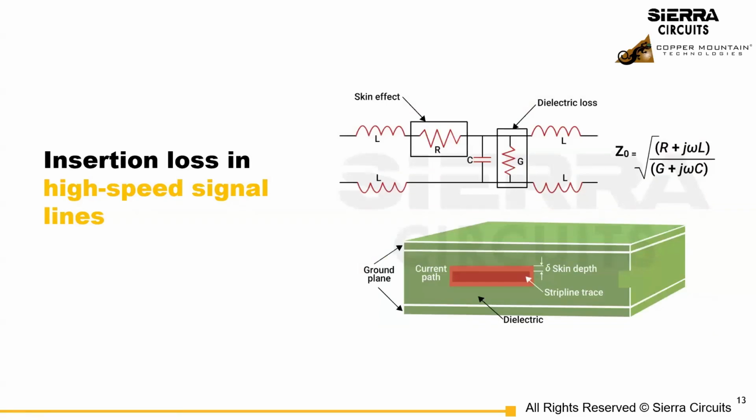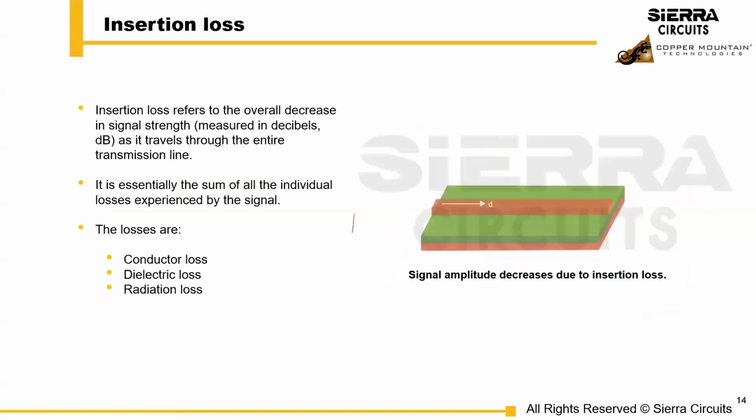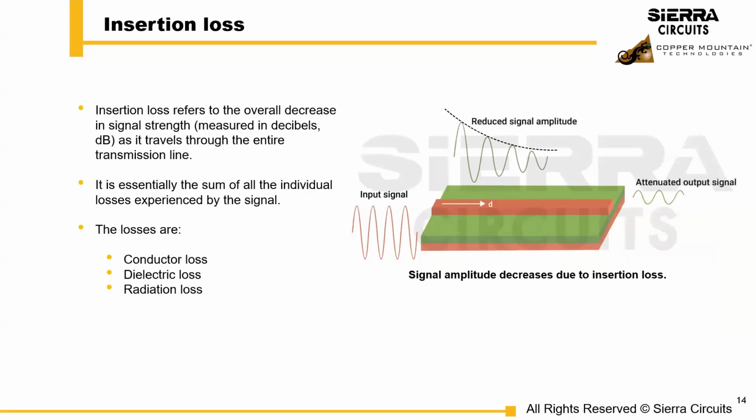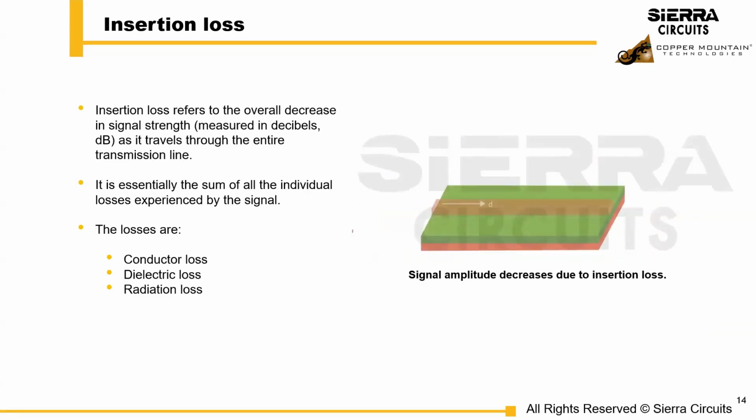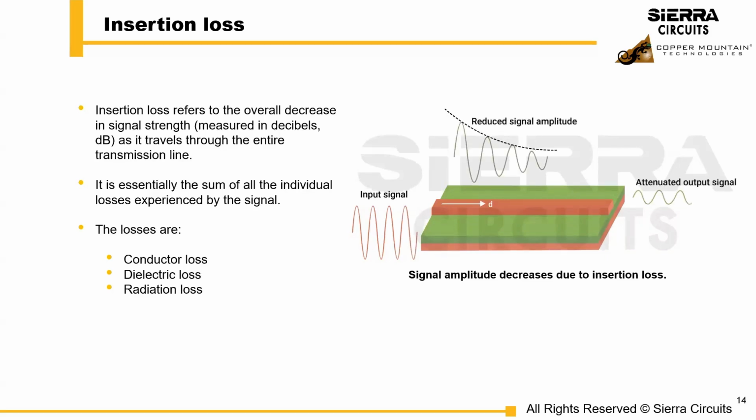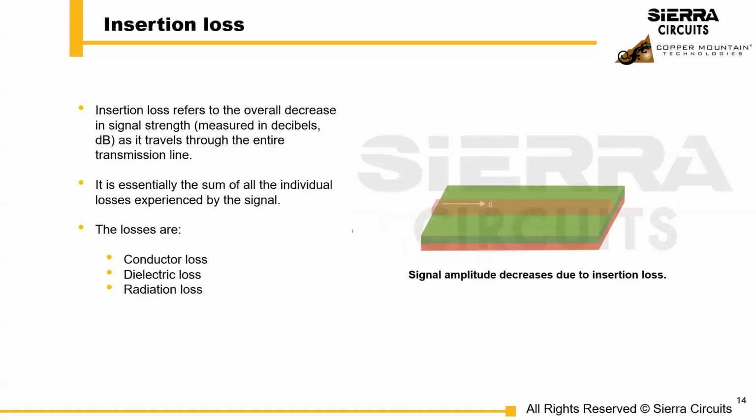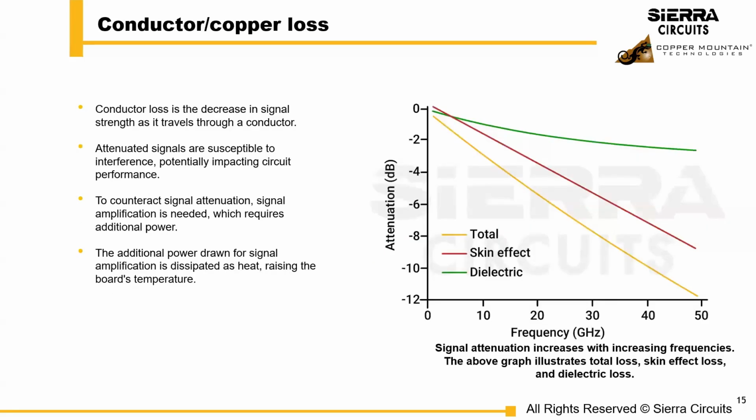Okay, so insertion loss. Insertion loss in PCB transmission lines refers to the overall decrease in the signal strength as the signal travels through the entire transmission line. And it's the sum of all the individual losses experienced by the signal. So conductor loss, dielectric loss, radiation loss. And we'll just touch on each one of these.